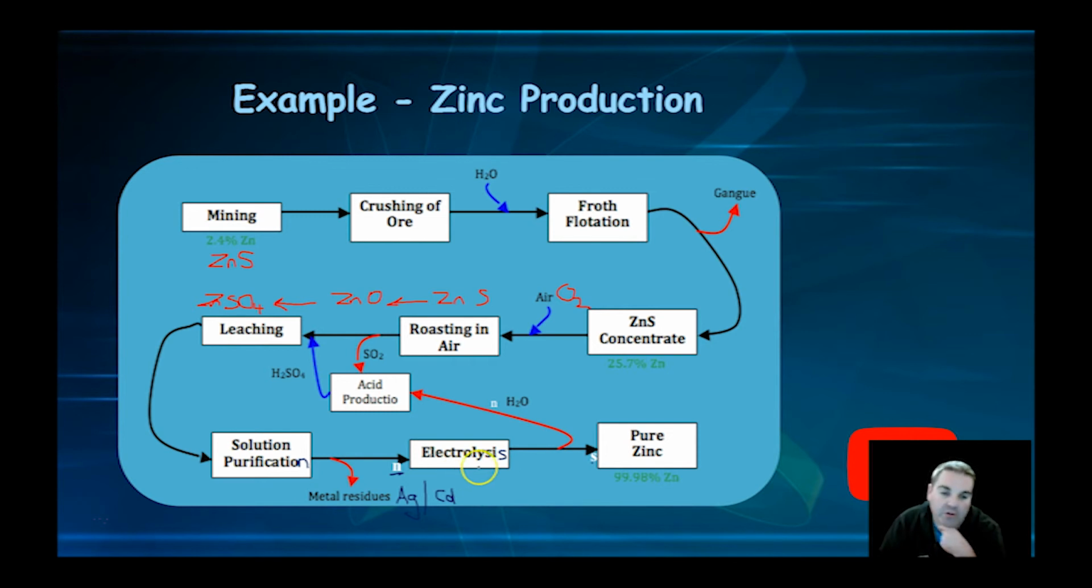But we then go through electrolysis, where at the cathode we get zinc ions picking up electrons to form solid zinc. That gets deposited at the cathode. We just strip that off, and we've now got up to 99.98% zinc. So obviously no need for further purification through electrolysis, because we started with 2.4% and we've gone up to 99.98% zinc. As I said, watch this video if you want a bit more help about it.